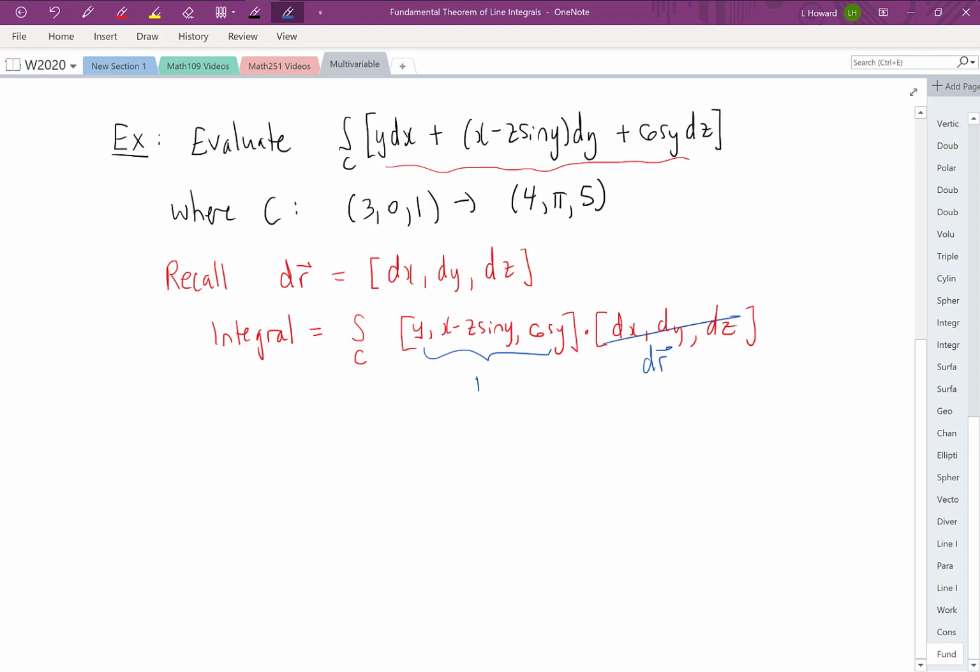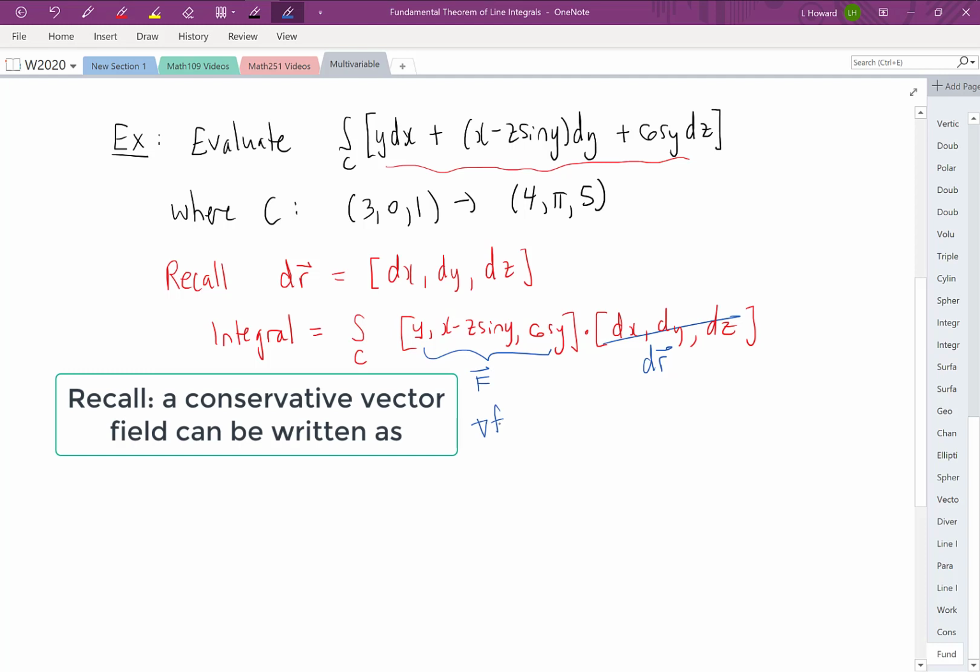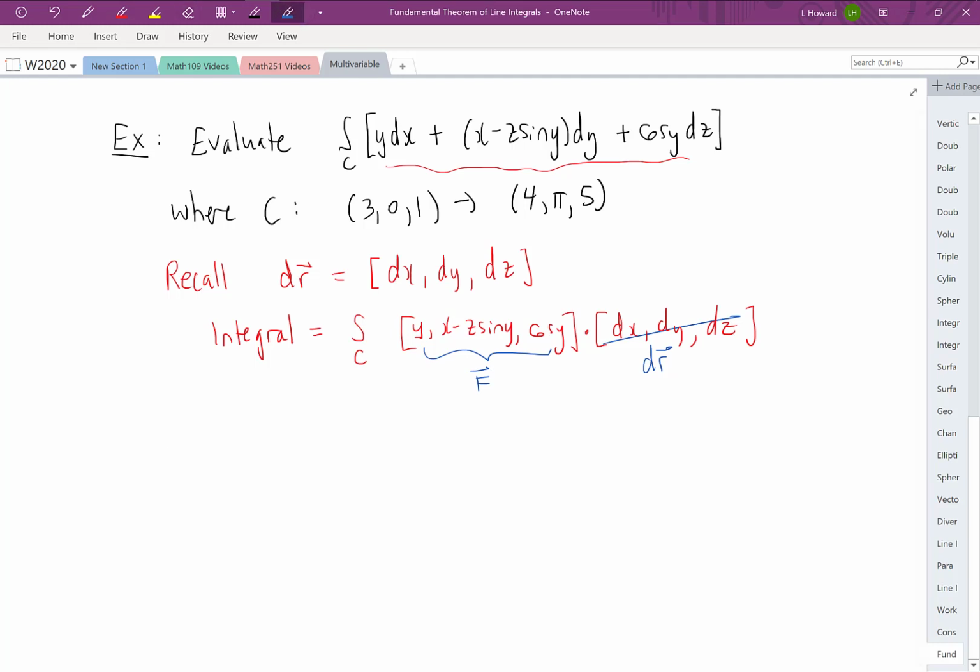So let's call this first vector here capital F. So think of that as a vector field. And the idea is that if this vector field is conservative, then we can use the fundamental theorem of line integrals to solve the problem. So as the next step in the problem, I would ask, is our vector field equal to the gradient of some function? And because our vector field has three components, the way we check that is we calculate the curl of our vector field. So let's do that.